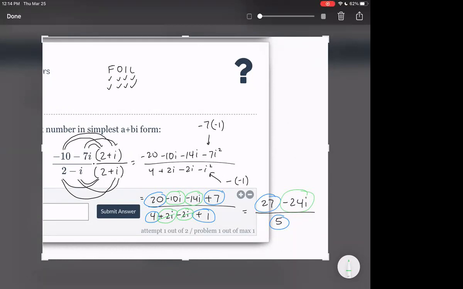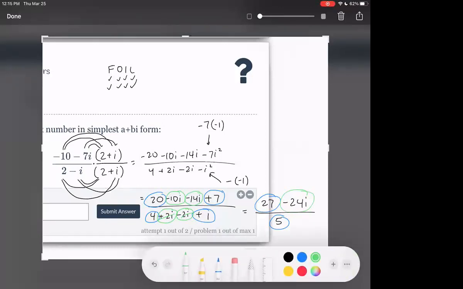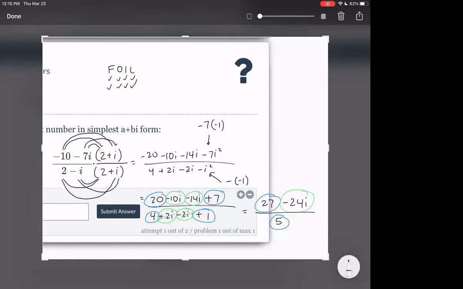Are there any questions? Then I'm going to split this up into 2 fractions because the instructions tell me to. I know that Delta Math will accept this, so if you're just going to enter this, that's fine too. But I want to split it up into 2 separate terms because the instructions told me to. We have a 27 over 5, and then a minus sign, and then 24i over 5, so 24 over 5i. And so I'm going to go ahead and type this in.